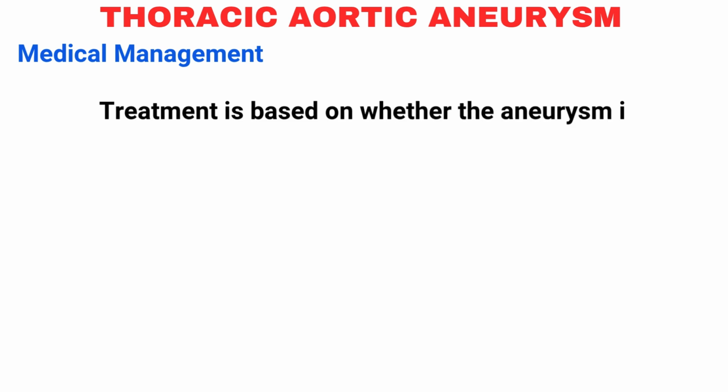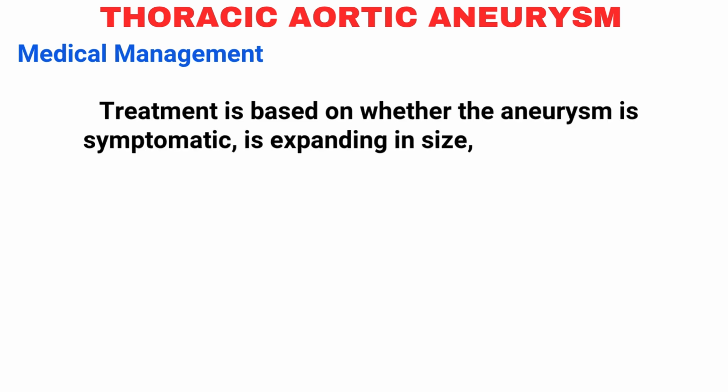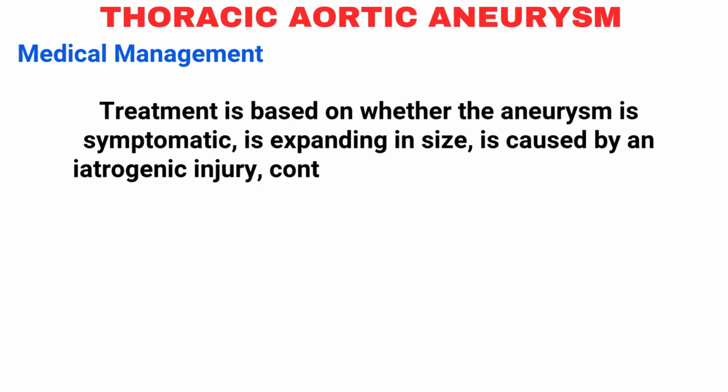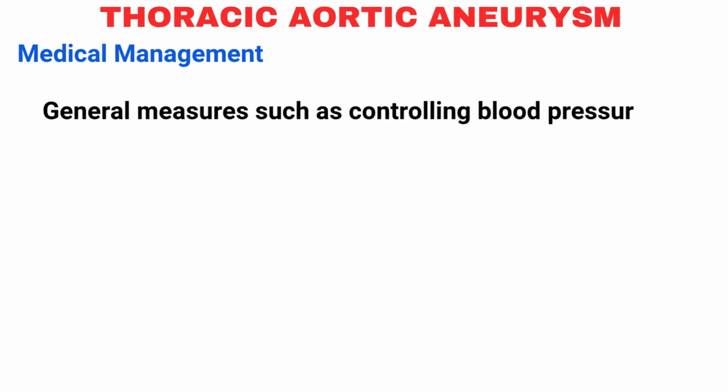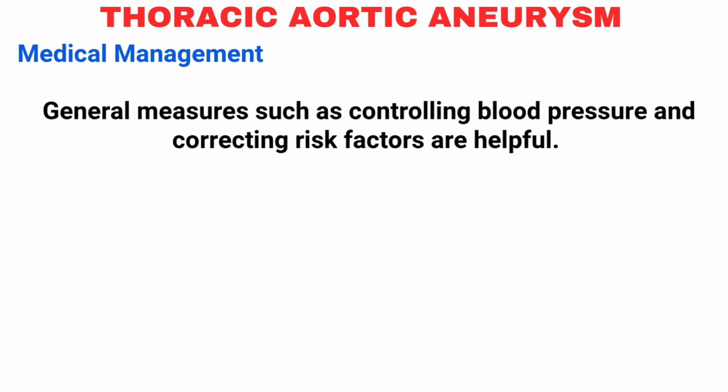Medical management of thoracic aortic aneurysm. Treatment is based on whether the aneurysm is symptomatic, is expanding in size, is caused by an iatrogenic injury, contains a dissection, and involves branch vessels. General measures such as controlling blood pressure and correcting risk factors are helpful.